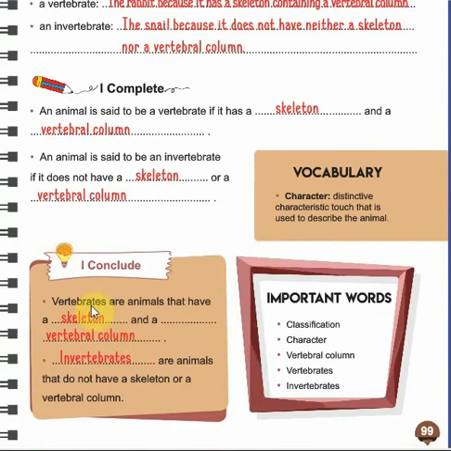Let's read it. Vertebrates are animals that have a skeleton and a vertebral column. Invertebrates are animals that don't have a skeleton or a vertebral column. Okay? So please memorize this conclusion well and write the answers on your books.